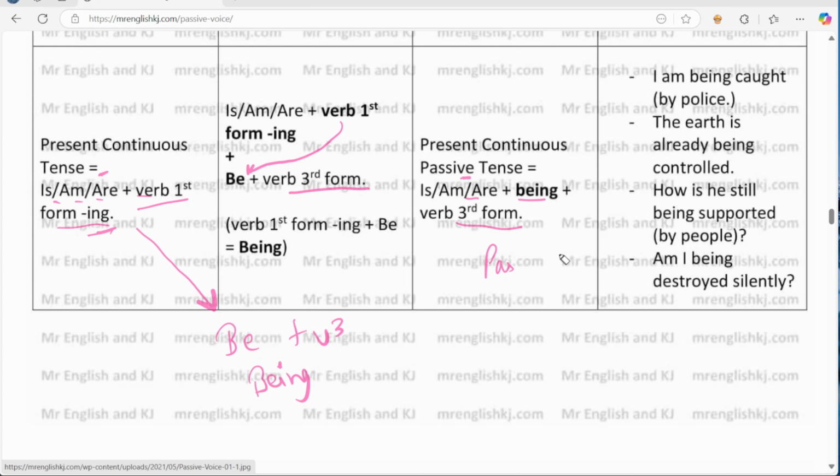If you want to learn how to make a rule, here you can see. Okay. It will be easy for you. You don't need to cram. If you want to directly cram, you don't want to make, these are the passive rules. You can cram them. Okay.